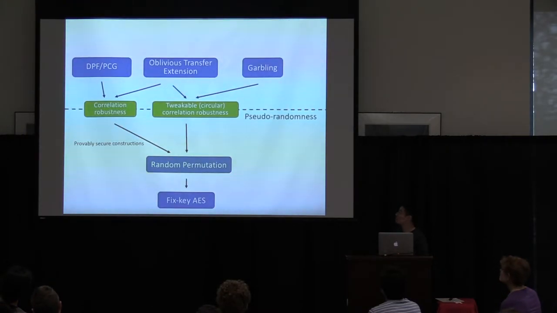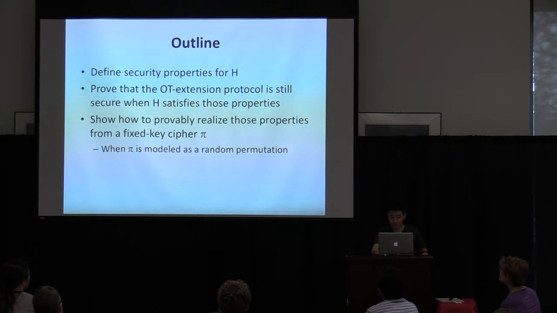Essentially, what we do is propose and summarize a list of pseudorandom objects that sit in the middle between the protocols and the symmetric key stuff, including correlation robustness, and tweakable correlation robustness with or without circularity. All of them are just pseudorandom objects, more or less along the lines of standard assumptions. They are not any kind of idealized model. And then for performance, we showed how to instantiate these pseudorandom objects using a random permutation.